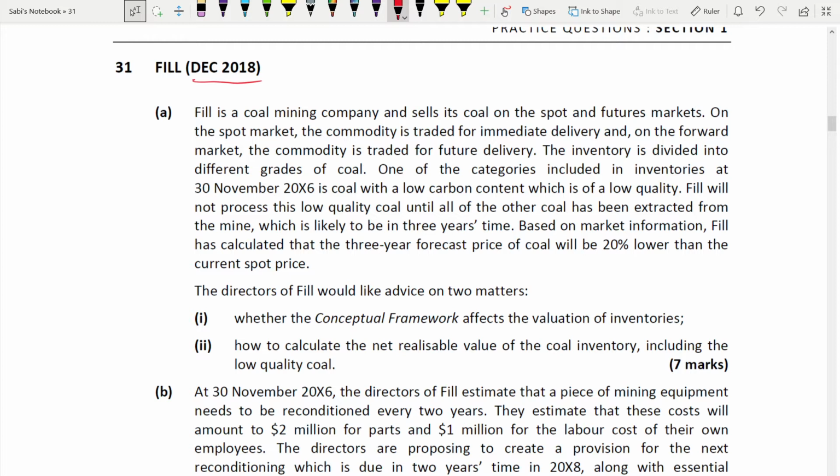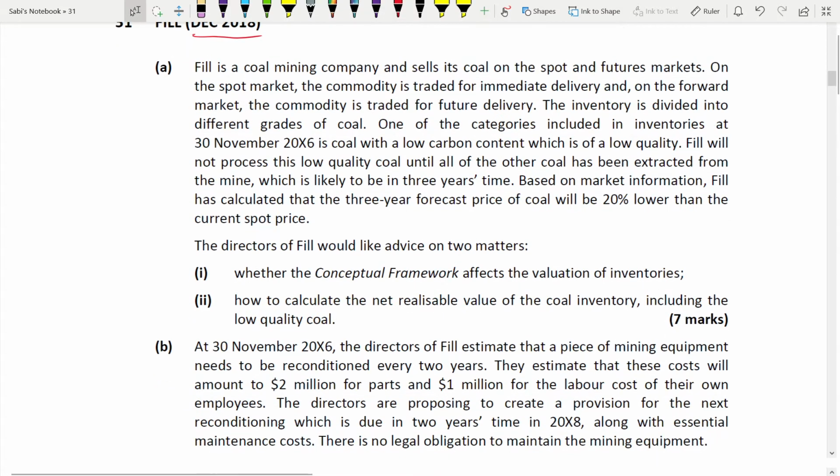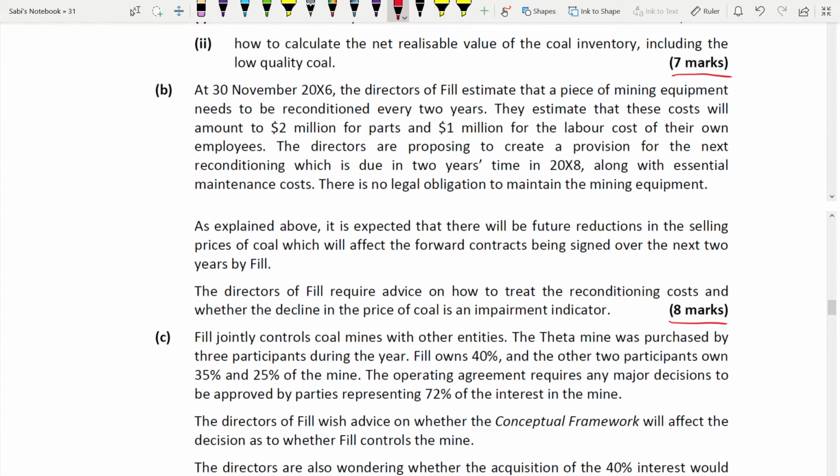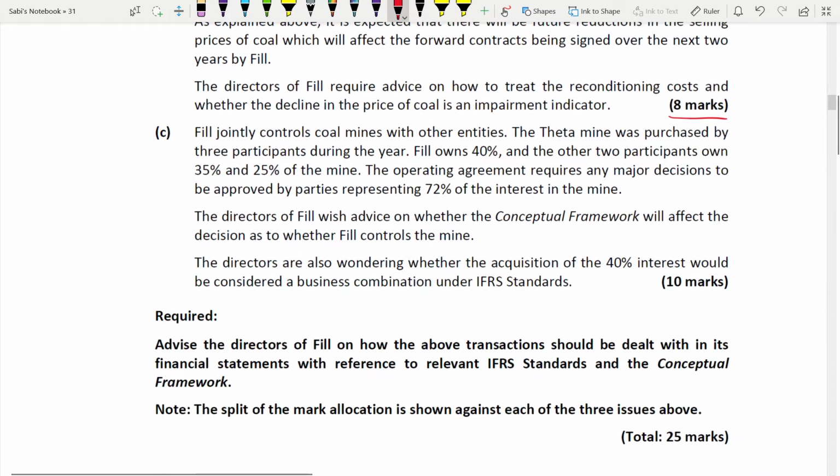In question 3 and question 4, you can be asked current issues, conceptual frameworks, and this type of questions. That means your section B. So let's start. You can see that for requirement A, you have 2 requirements and it is for 7 marks, and then we have B for 8 marks, and we have C which is for 10 marks.